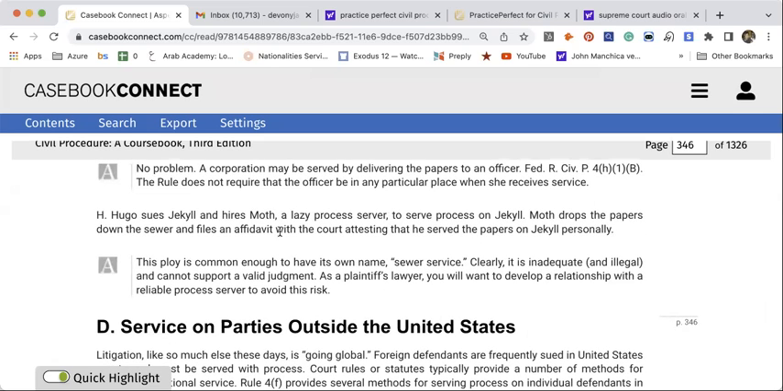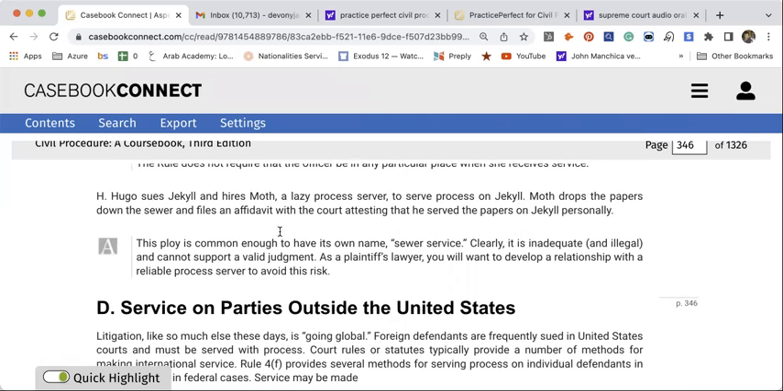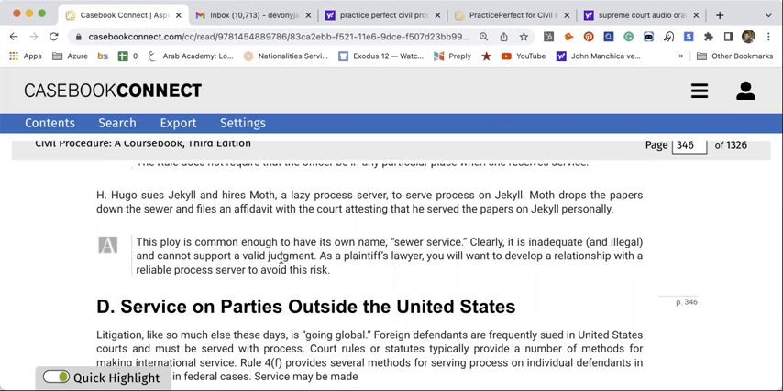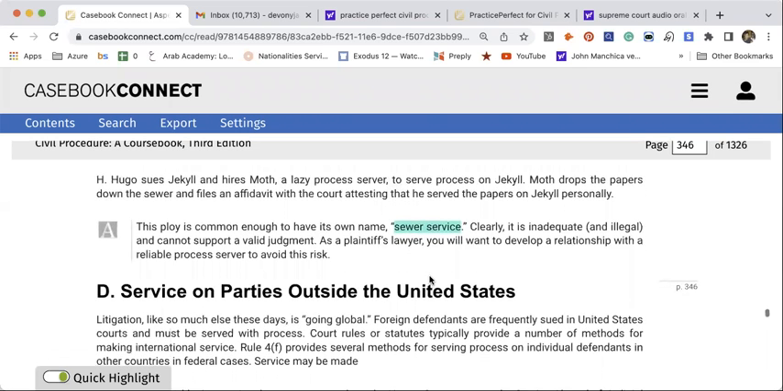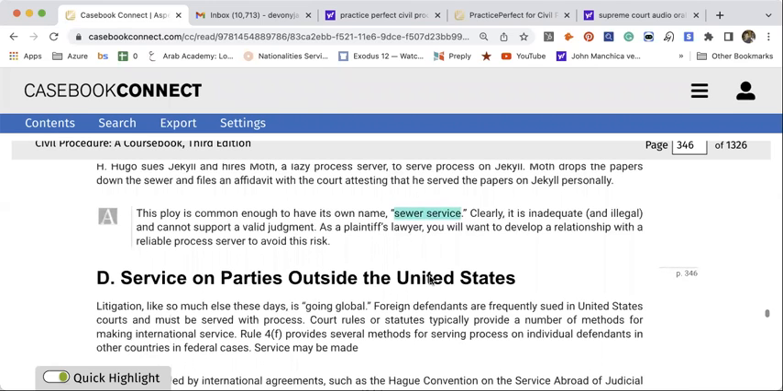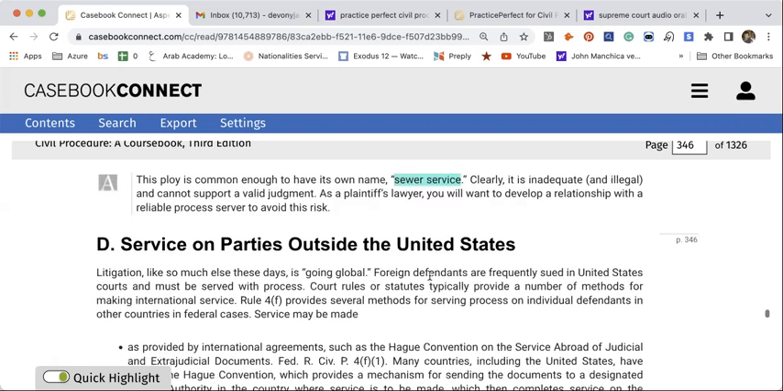Hugo sues Jekyll and hires Moth, a lazy process server, to serve process on Jekyll. Moth drops the papers down the sewer and files an affidavit with the court attesting that he served the papers on Jekyll personally. This is common enough to have its own name, sewer service. Clearly, it is inadequate and illegal and cannot support a valid judgment. As a plaintiff's lawyer, you want to develop a relationship with a reliable process server to avoid this risk.